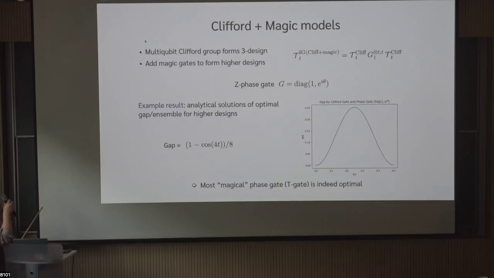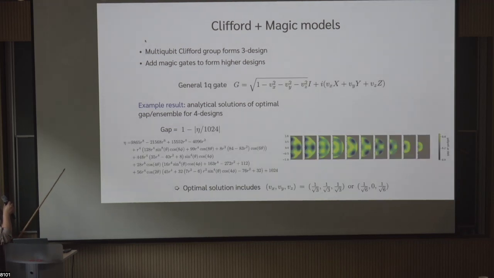So of course here, because the multi-qubit Clifford group already gives us exact 3 designs, our target is to prepare higher order designs. And if we consider this Z phase gate as the thing that's added to the Clifford gates, the gap for higher order t will be analytically given by this. And we can see that indeed the most magical phase gate among this Z phase family gives us the optimal convergence.